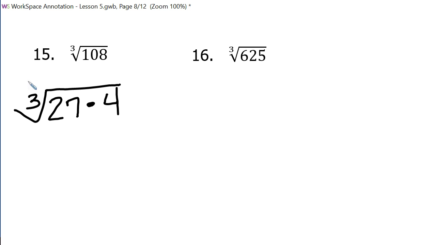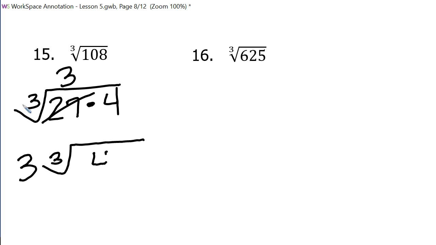Then mark out the 27. I can take the cube root of 27. What's the cube root of 27? 3. So my answer, 3, comes out front. Make sure you put a cube root, so make sure you have the 3 inside this little radical hook right here. And what number's left over on the inside? 4. So 3 cube root of 4. So it's very similar to what we just did with the perfect squares, except these, we're going to have perfect cubes for our factors.